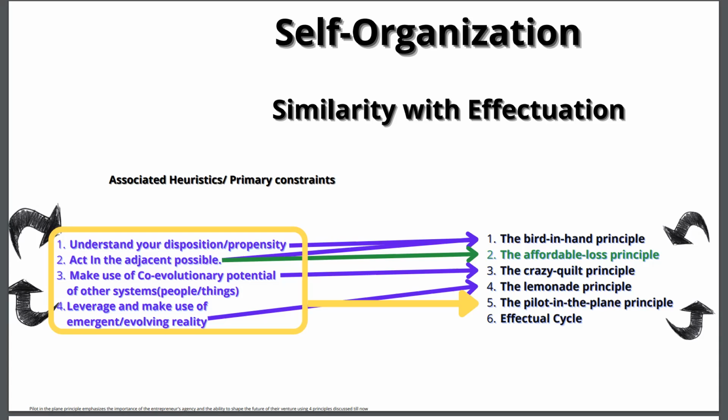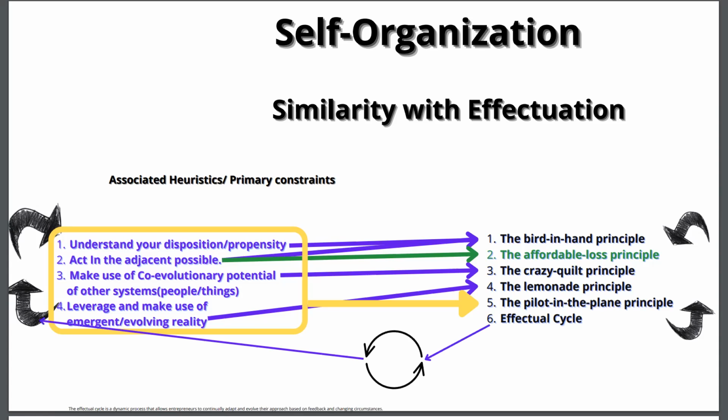So this can be equated to the idea that it is already happening in nature. Nobody is prescribing them to do this. There is no effectuation theory in nature, but in nature, we can see this pattern all the time. It is not the same. It is an equivalent to the idea of the pilot in the plane principle.